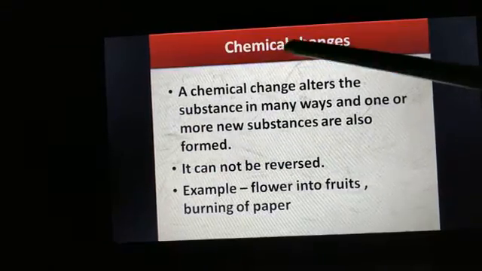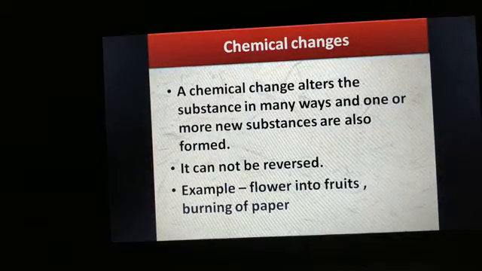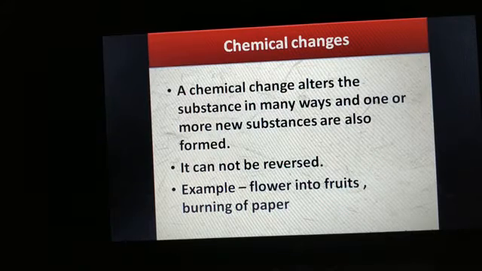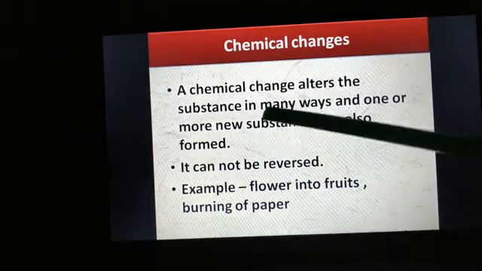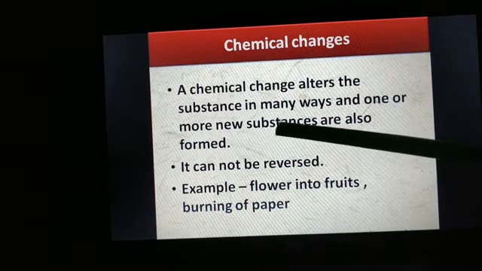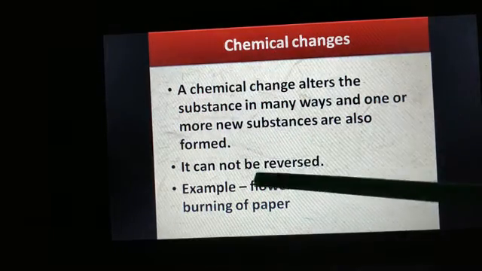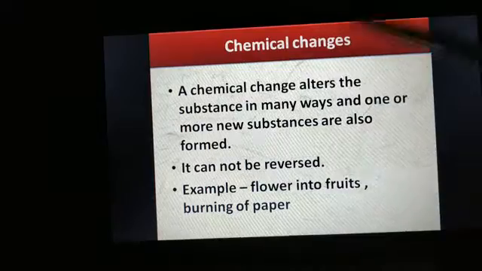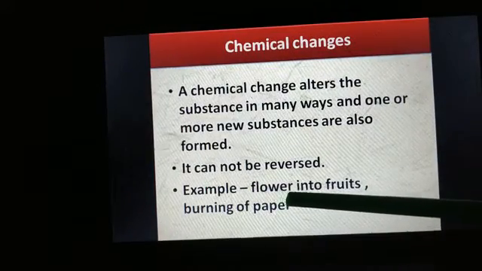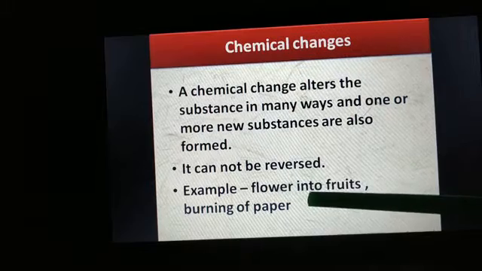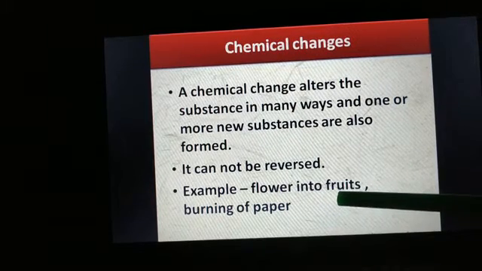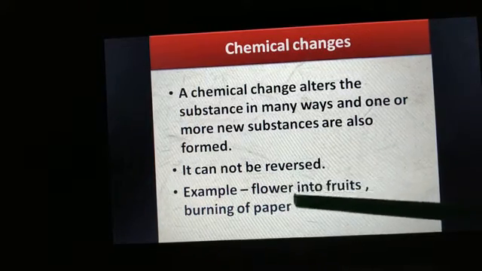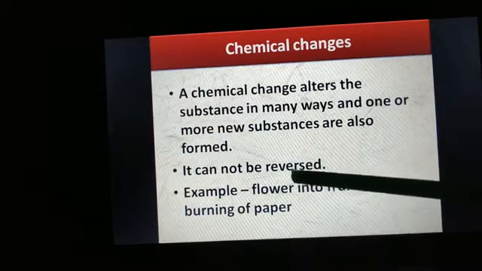Next we have chemical changes. A chemical change alters the substance in many ways and one or more new substances are also formed. So in a chemical change, some new substance will be formed and these chemical changes cannot be reversed. We cannot get back to the original raw product. Examples include flower into fruit. Once a flower is changed into fruit, this is a chemical change. We cannot make a flower again from this fruit. Once it has turned into fruit, we cannot reverse back, isn't it?